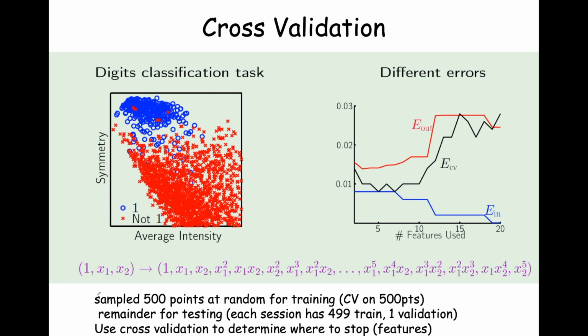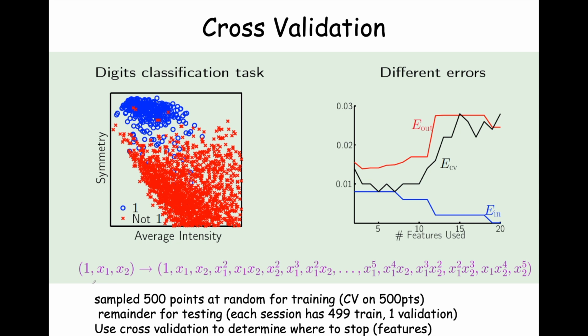And in this example, we have the 1-digit versus 5-digit classification problem. And we have average intensity and symmetry as the 2 features that we use to describe these digits. And so here we have the 5 digits, not 1. And here we have the 1 digits that are 1. The 1 digits are blue.